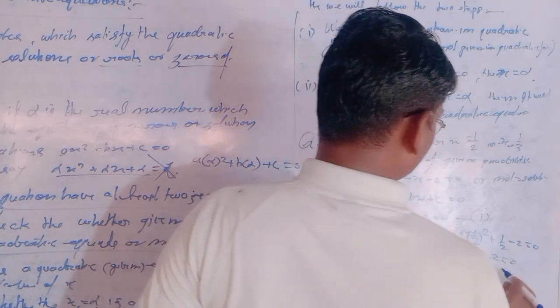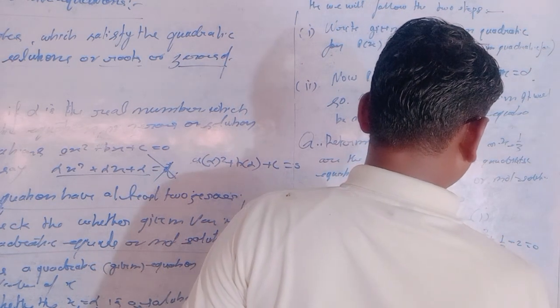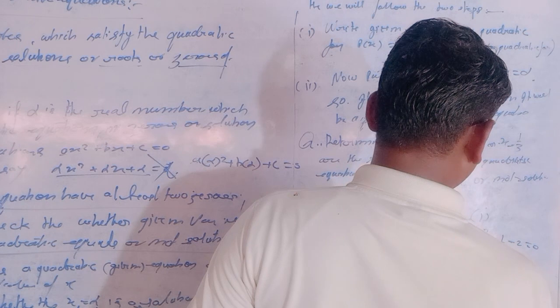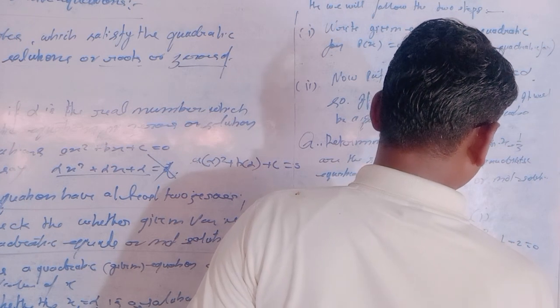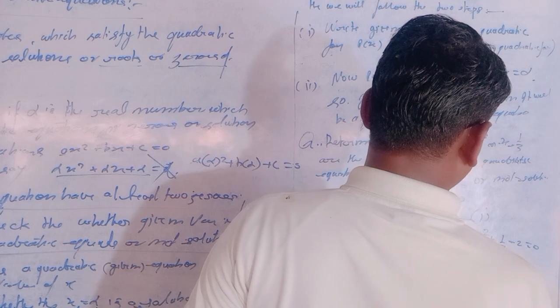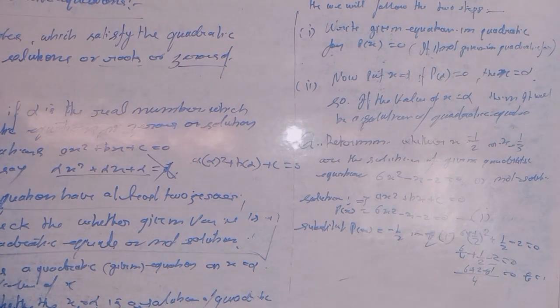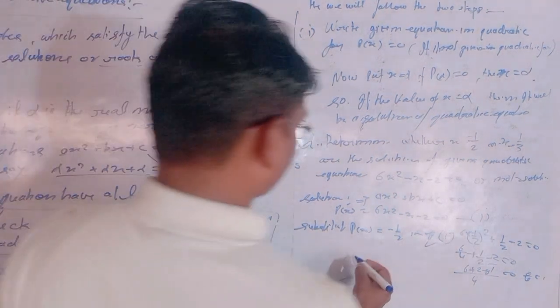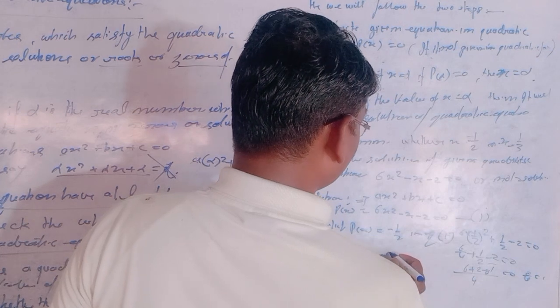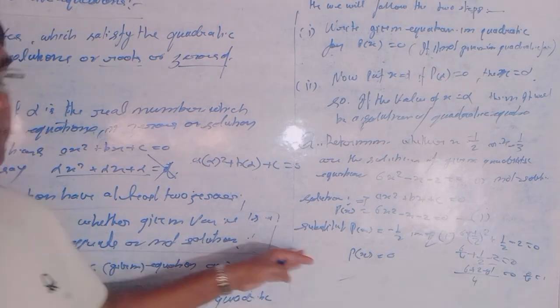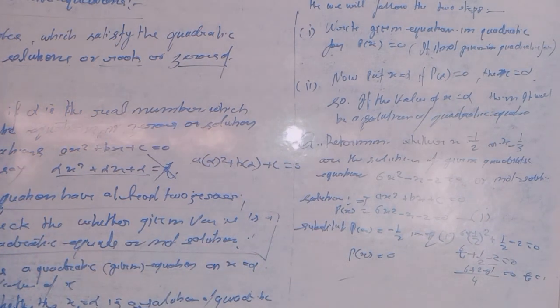Got it? So solve this equation. Take 4 as the LCM: 6 plus 2 minus 8 is equal to 0. Then 8 minus 8 is equal to 0, so 0 by 4 is equal to 0. So we have substituted it: 8 minus 8 by 4 is equal to 0. The p of minus 1 by 2 is equal to 0. So p x is given here as 0. Got it? So we have found that x is equal to minus 1 by 2 is a solution.